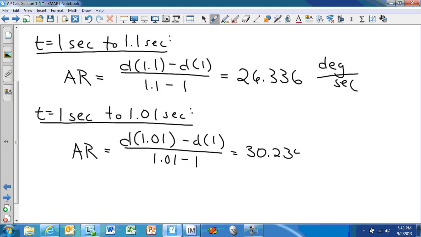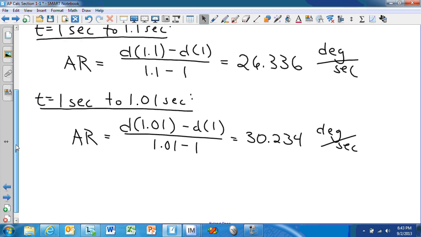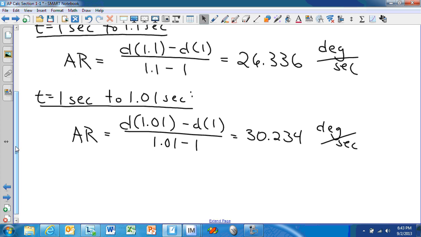I'll go ahead and put units on this. Now normally we wouldn't worry about units on the problem until the very last step. We're going to say this is what this derivative is, or what the instantaneous rate is, and put units in our answer. But I'll just write it as we go here. And you can see there's quite a difference in those two values that we came up with. The goal of this process is to come up with two values that seem close enough that we're comfortable with. So going from 26.336 to 30.234 seems quite a significant jump there.